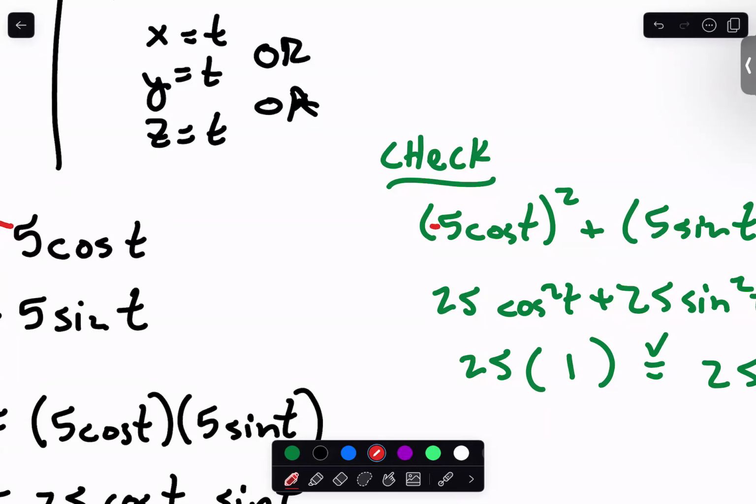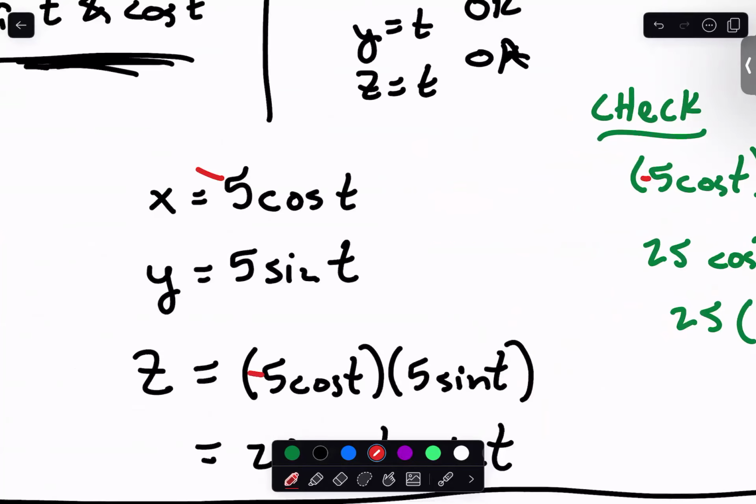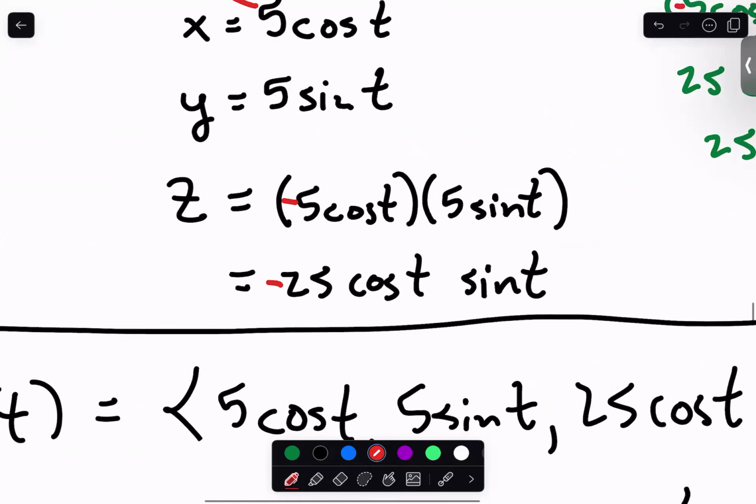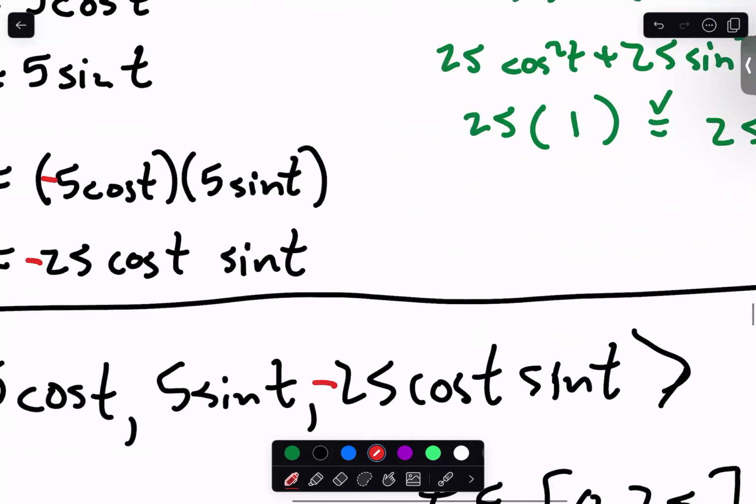The only difference then would still be in your x, but also this is going to trickle down to your z as well, right? So then your final answer here would be negative 25 cosine sine. And so your answer would look like this. This is also a correct answer.